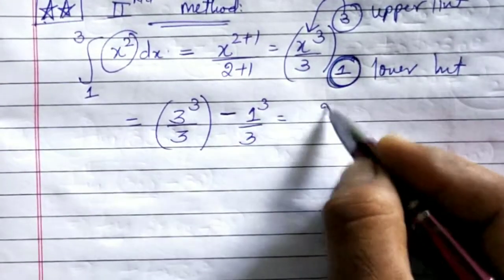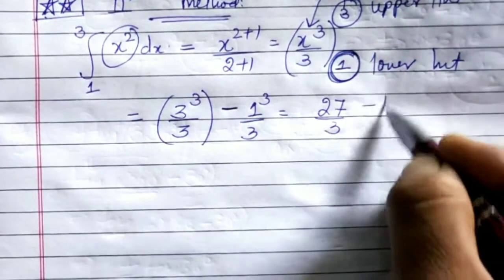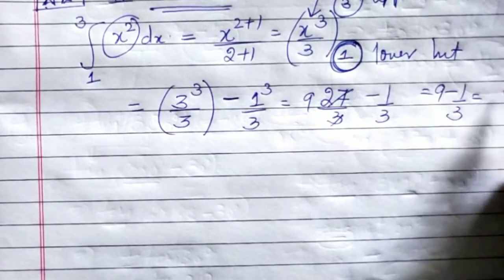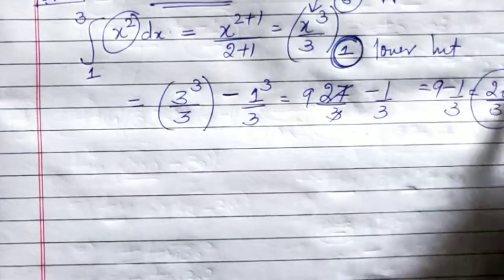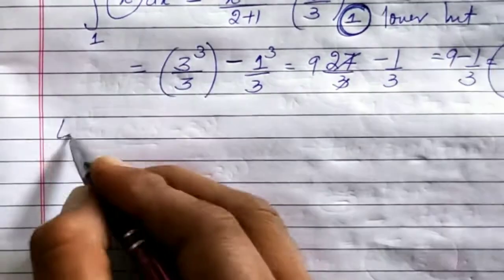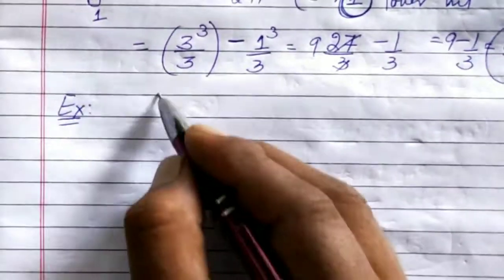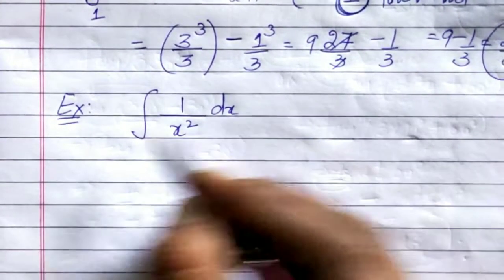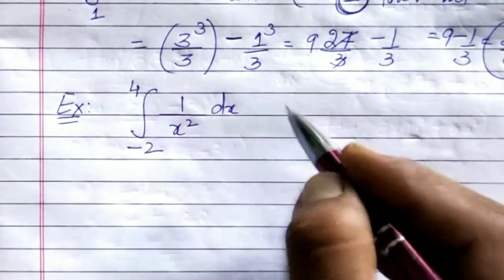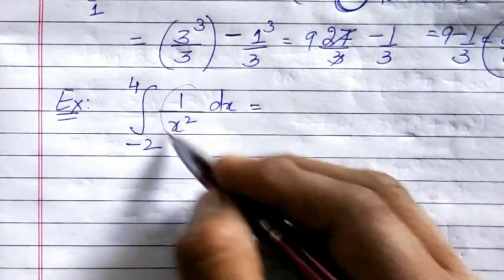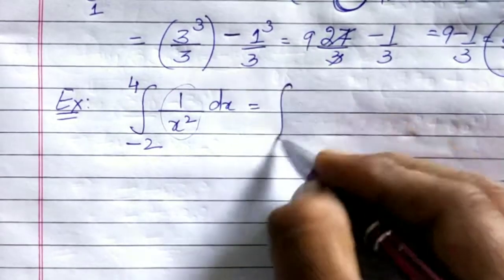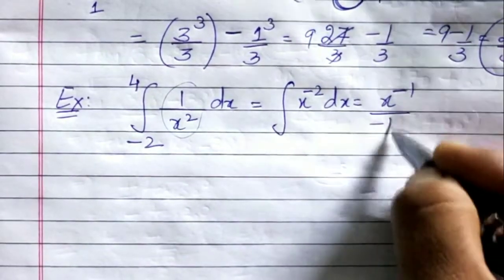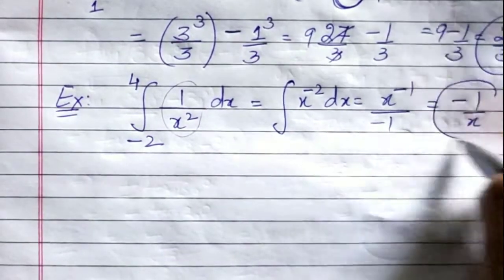I will get the answer as 27 upon 3 minus 1 by 3. The answer is 9 minus 1 by 3, and it is 26 upon 3. Let's see one more example for the limits. Suppose this was our question, 1 upon x square, and the limit was minus 2 to 4. So how will we solve it? I just showed that the integration of this is, let's solve it one more time, minus 1 by x.